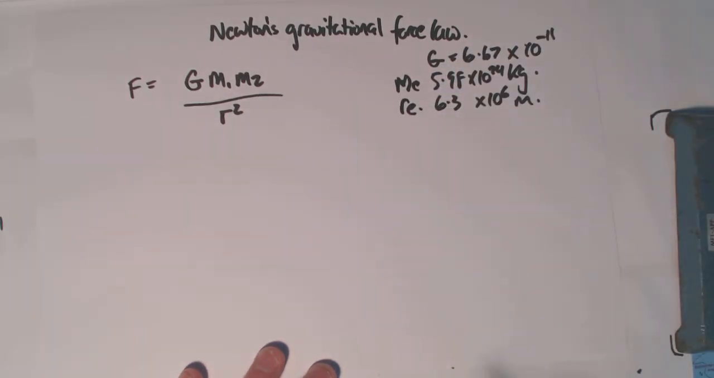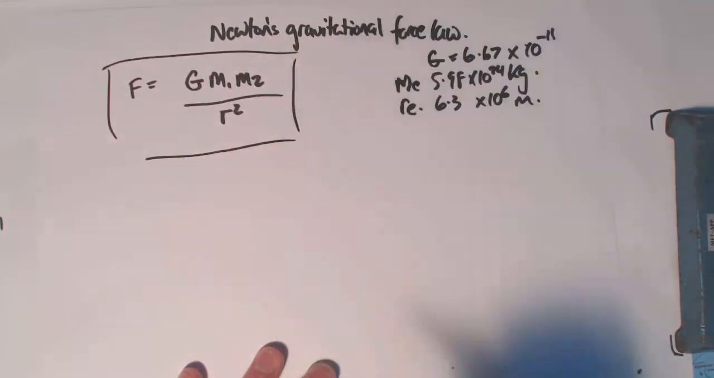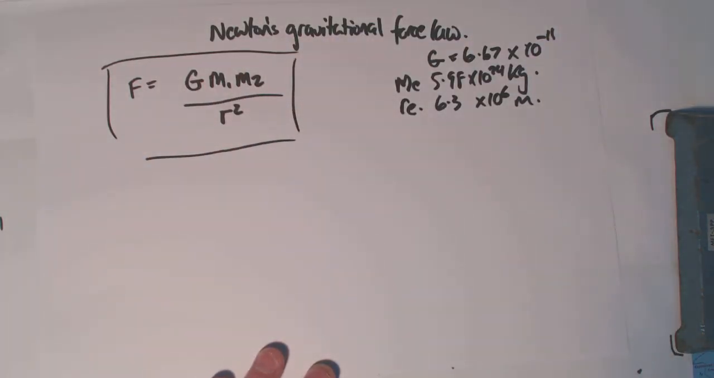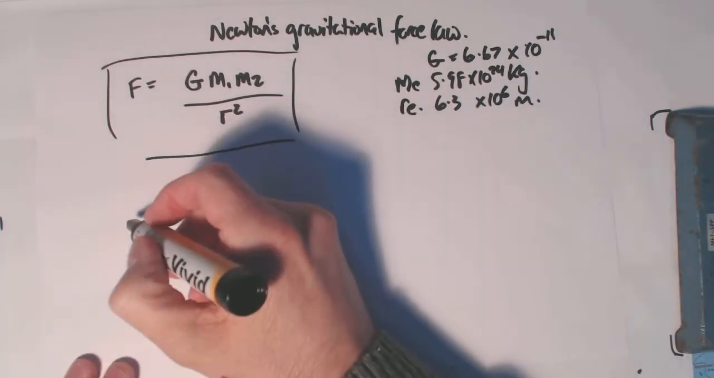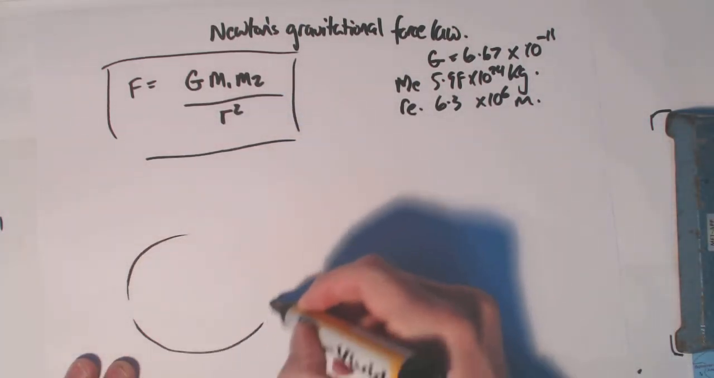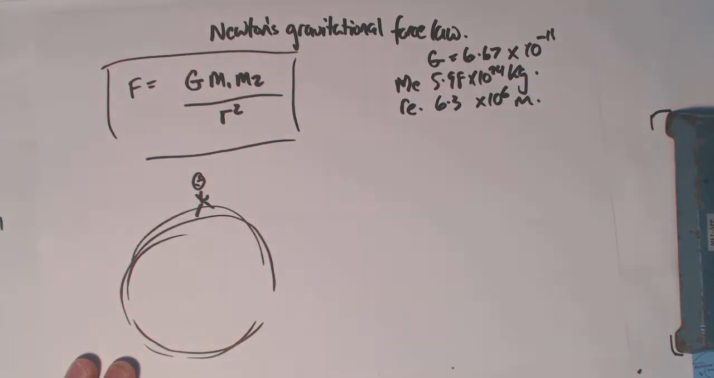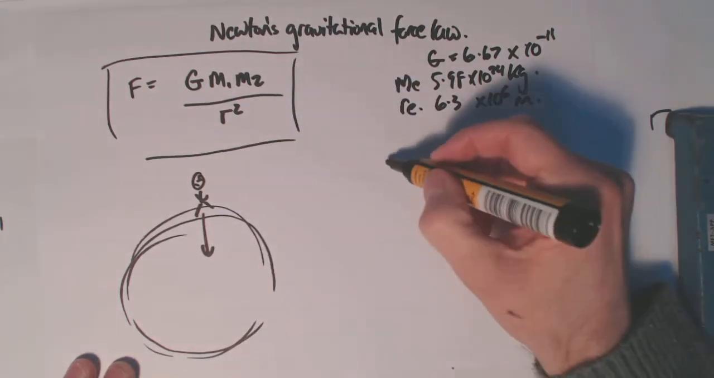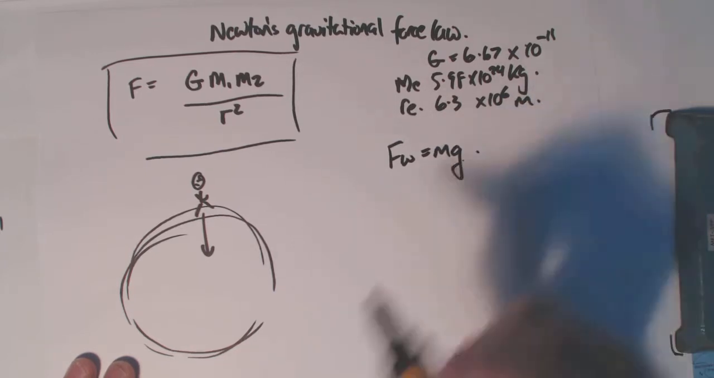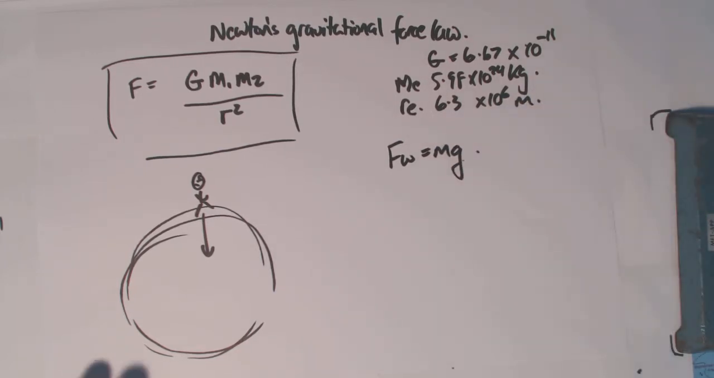Now, what is this force law telling us? What it's telling you is the force between two objects. Now, as usual with Newton's third law, the force between two objects are equal and opposite. So when you're sitting on a planet like Earth, or not sitting, standing, whatever you want. So I'm standing here like this. Then my weight force is equal to, as we've done for many years now, mg. That's the force of gravity.